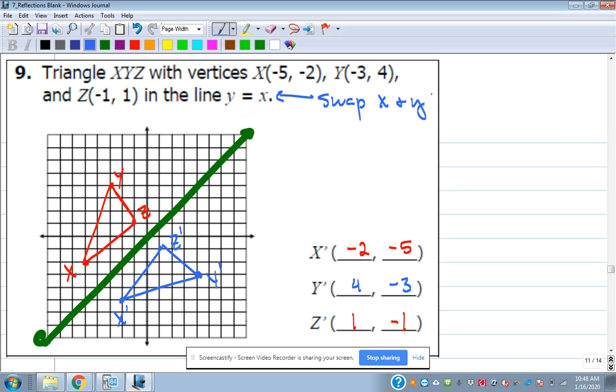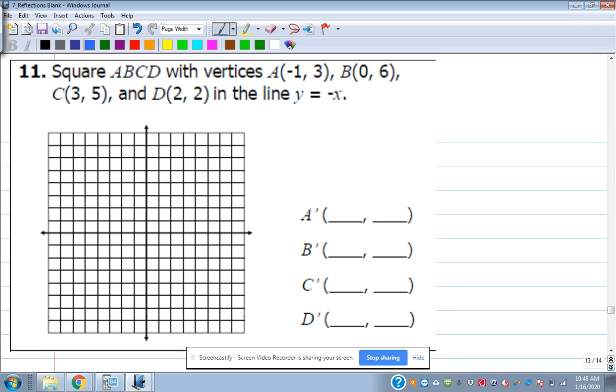All right, let's go to number 11, and let's reflect across y equals negative x. So we've got y equals negative x, that graph, and the line that we're reflecting across is this one. That's our reflection line right here. The image is square ABCD, with vertices at negative 1, 3, and 0, 6, 3, 5. Good.